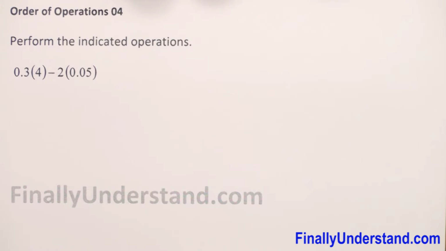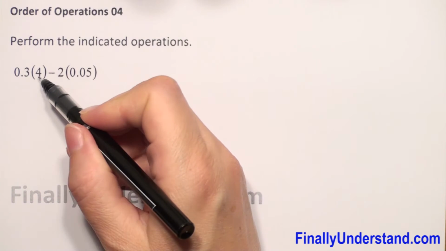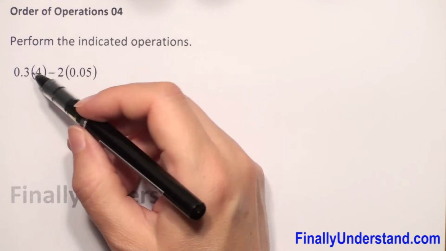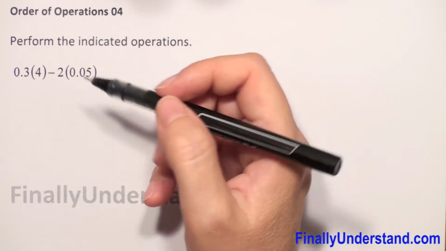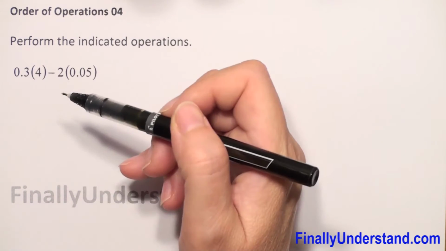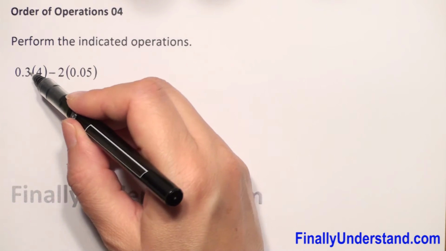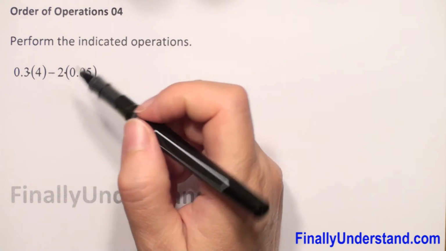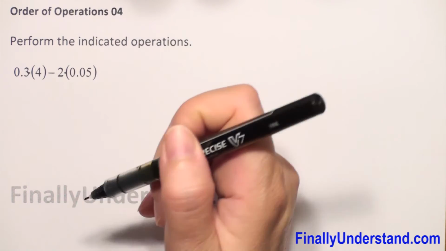We have given an example. The order of operations for decimals is the same as for whole numbers and fractions. In this example, in parentheses we have only 4 and 0.05. So in parentheses we don't have any operations. Before the parentheses we don't have any symbol, which means we have multiplication. So for the order of operations, first we have to do multiplication and next subtraction.